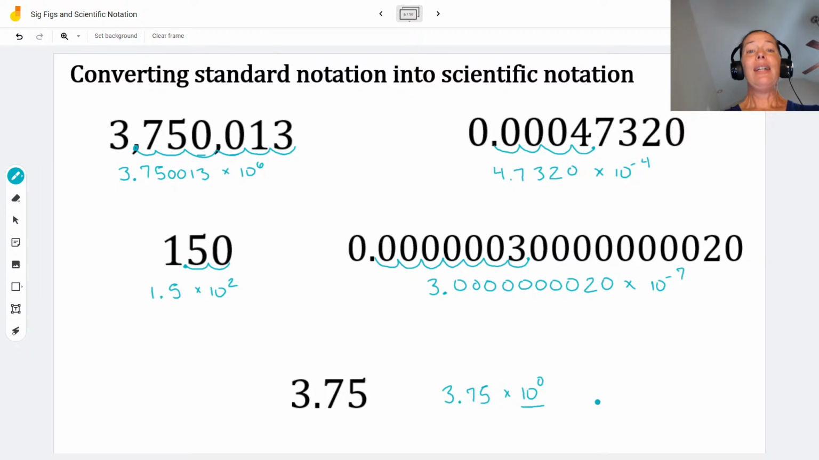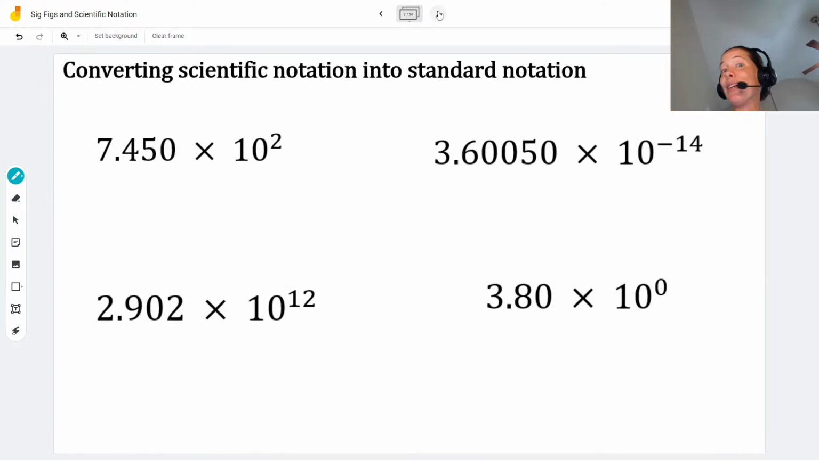Okay, so of course you can probably guess where we're going next. We're going to go reversed. So now we're going to take scientific notation and convert it into standard notation.